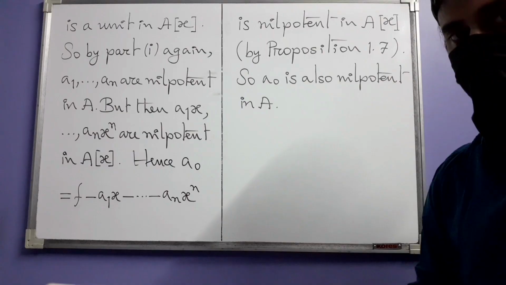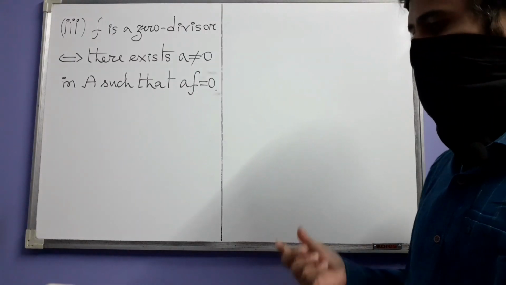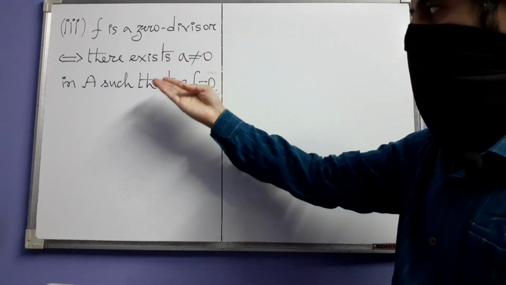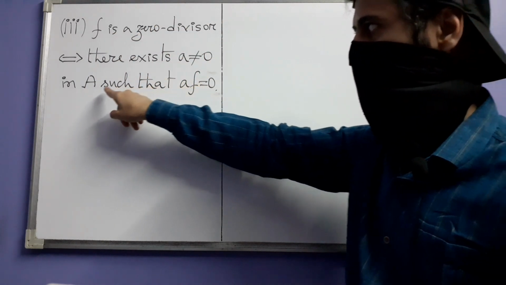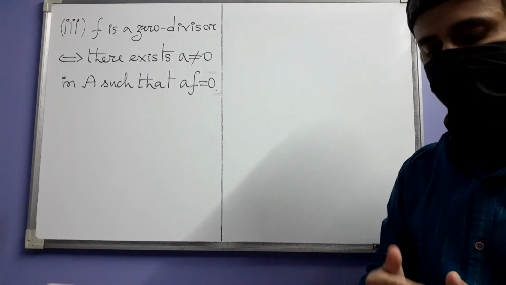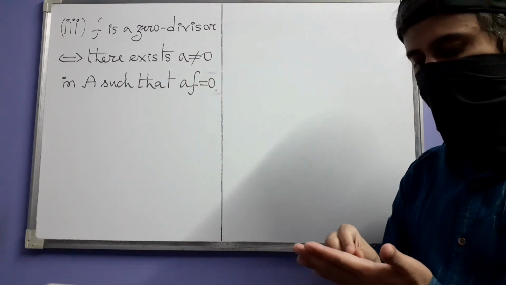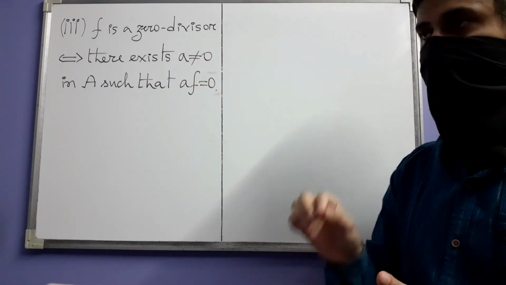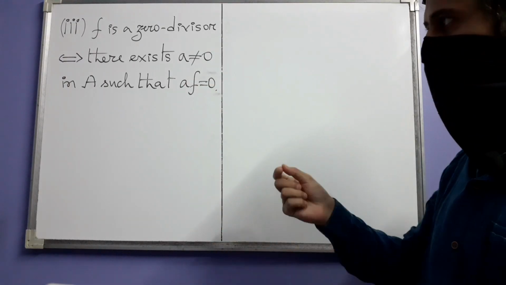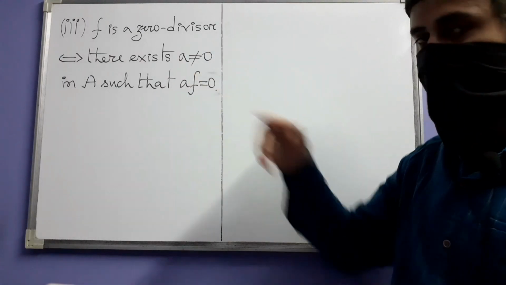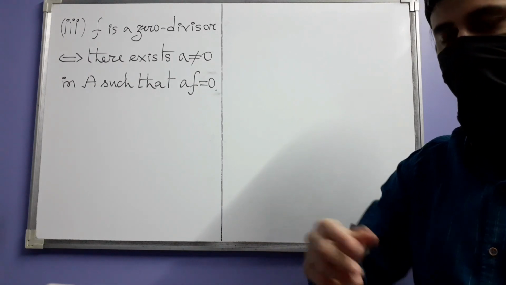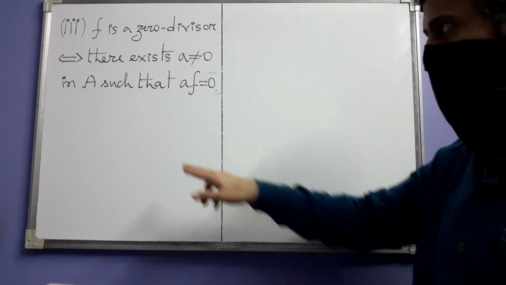Now let us see part 3 also. Part 3 is about zero divisors in the polynomial ring A[x]. A polynomial f is a zero divisor if and only if there exists a non-zero element a in the ring A such that af is equal to 0. By definition, f is a zero divisor if there exists a non-zero polynomial g such that fg is equal to 0. But this exercise, this part tells us that you will be able to find a non-zero ring element so that you multiply f with that ring element, then also you get 0, and by ring element I mean from the underlying ring.